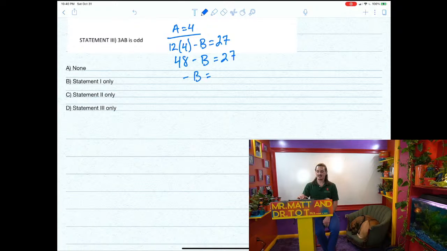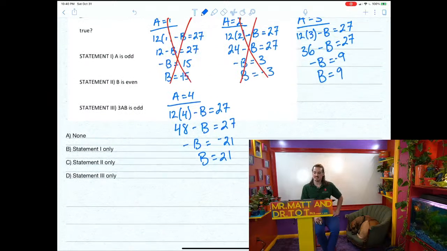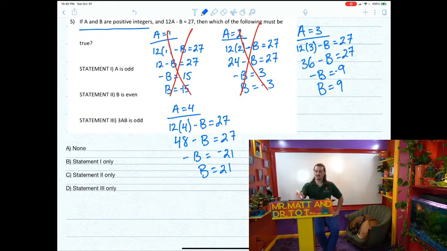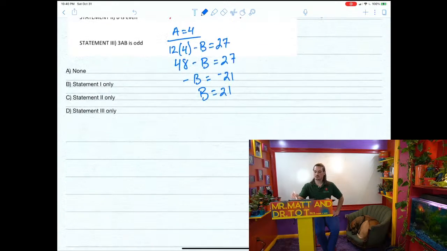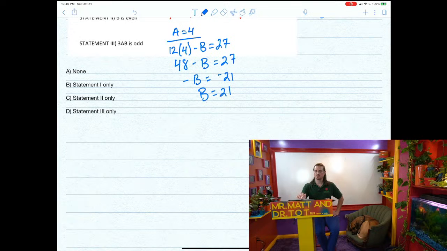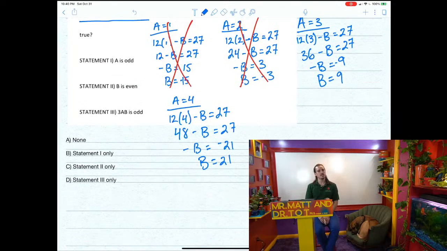Notice that A can be odd or even, because it equaled 3 and 4. So statement 1 is not true. Statement 2 says B is even. B is not even. In both cases where this worked, and if you continue to test values here, like A is equal to 5, you'll see that B will always be odd. So this is not true either.